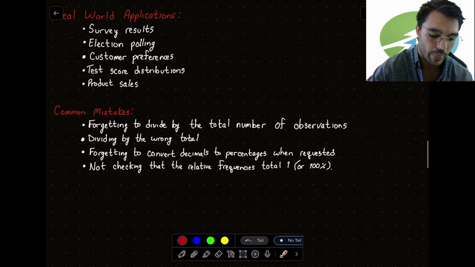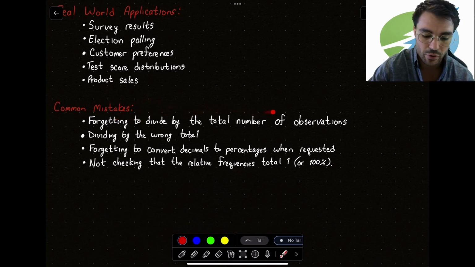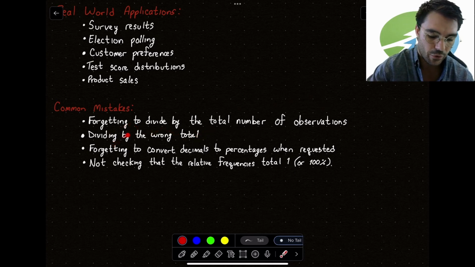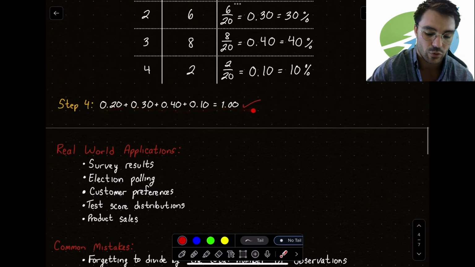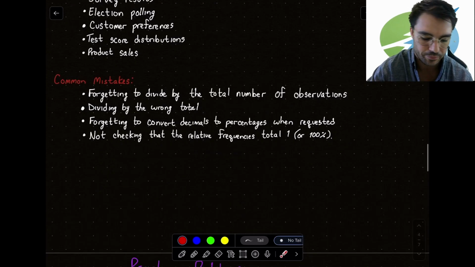Okay. Some common mistakes we see with these: forgetting to divide by the total number of observations. That is what we must divide by, whatever that adds up to. Dividing by the wrong total. Make sure your count is correct. Forgetting to convert decimals to percentages when requested. Do it however your teacher wants you to do it. And not checking that the relative frequencies total to 1. Always make sure this adds up to 1 or 100%. It's just a quick way to check that you didn't make any mistakes.